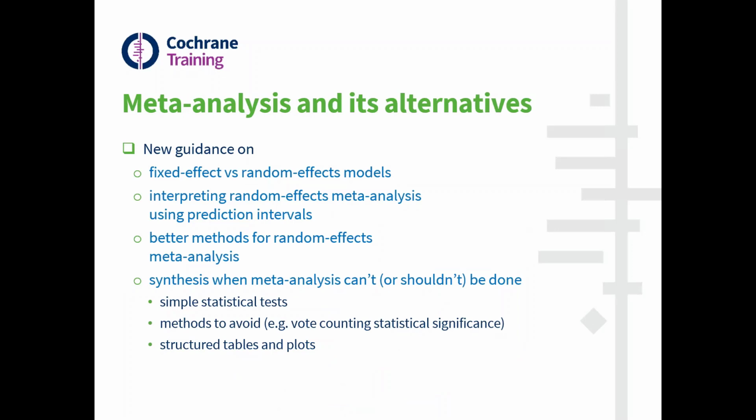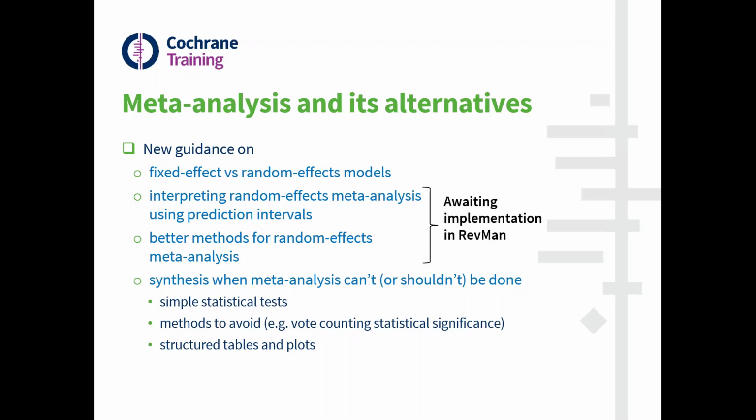In the statistical area, our chapter on meta-analysis is not greatly changed. We've expanded our guidance on choosing between fixed and random effects models. We say a bit more about interpreting random effects models, for example, using prediction intervals. A lot of the statisticians have been complaining for years that the methods implemented in RevMan are not the best methods for doing random effects meta-analyses, so we say something about that.